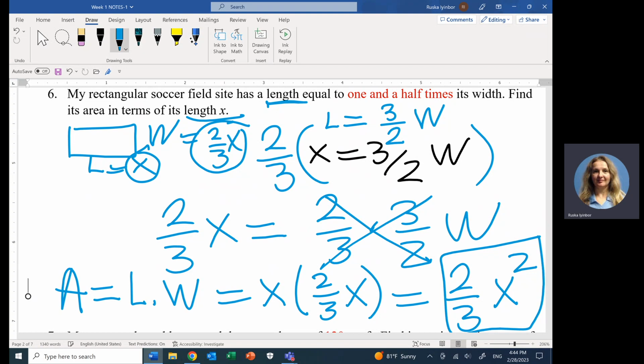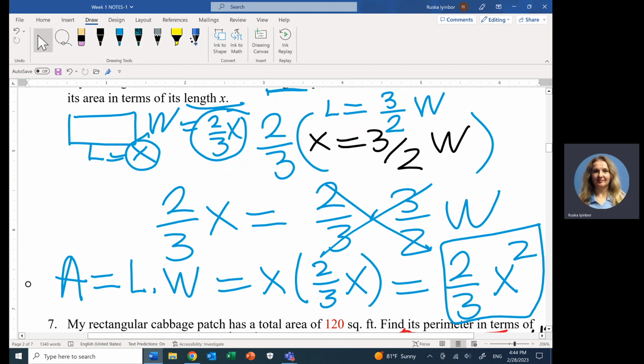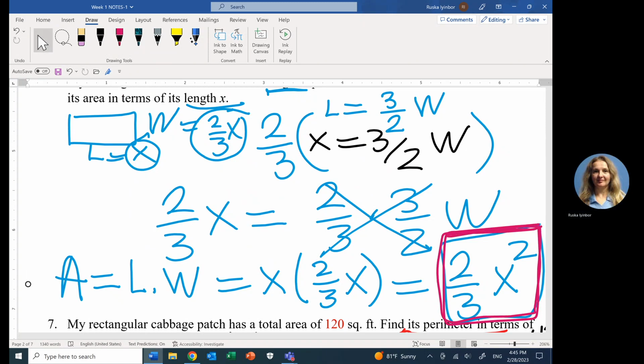So this is a function which is in terms of the length is x. Here you just have to be careful which one is x, length or width. The x is the length, and that's the final answer. So the area is 2/3 x squared. That's the answer we get for the area. So this is a formula expressing the area in terms of x, and x represents the length of that soccer field. Okay, that's the final answer.